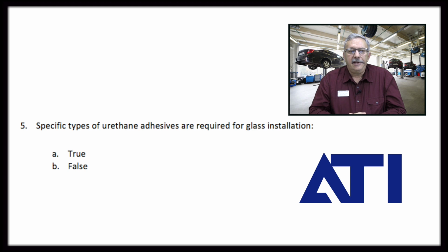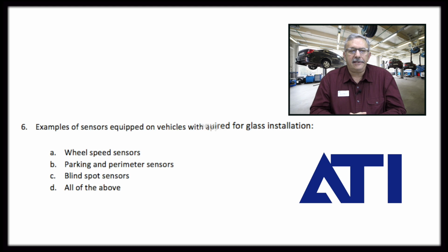Question 5. Specific types of urethane adhesives are required for glass installation. True or false? And number 6, examples of sensors equipped on vehicles with appropriate options are wheel speed sensors, parking and perimeter sensors, blind spot sensors, or all of the above.